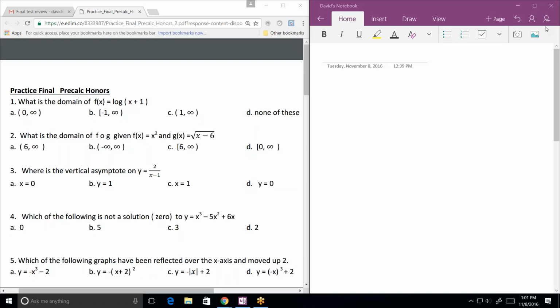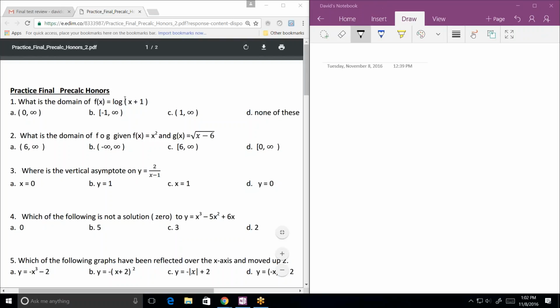So this is basically your first trimester final. Okay, yeah, now I get it. All right, should we just start from number one? Sounds good. When I have this function, what is the domain?